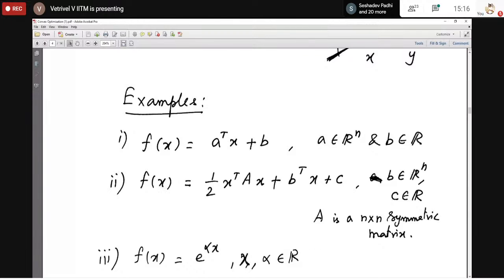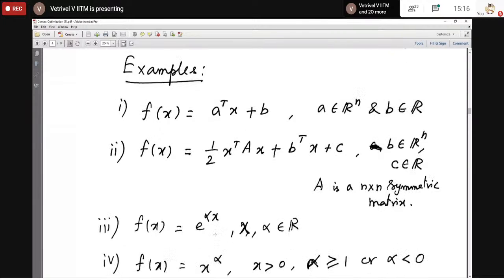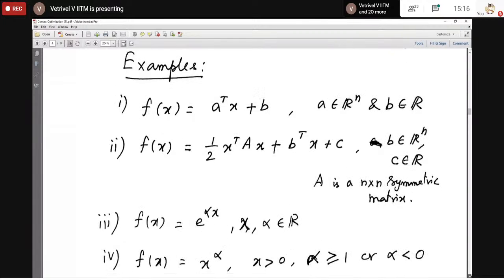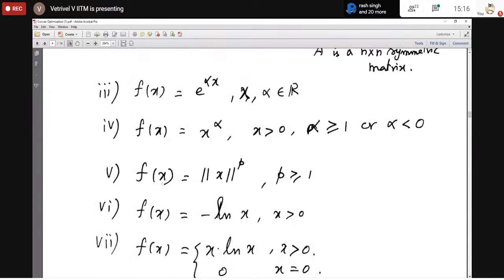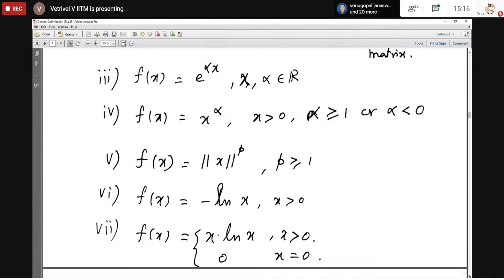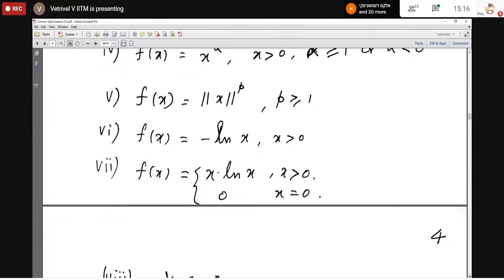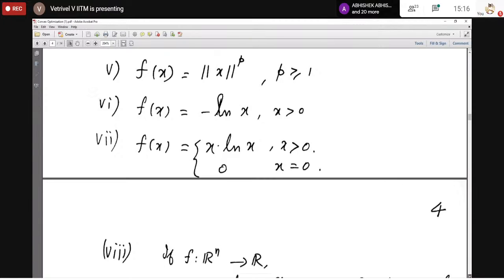And in one dimension, we can always say e to the power alpha x for any alpha is a convex function. And x to the power alpha for alpha greater than or equal to 1 or alpha negative is a convex function. And also mod x to the power p, p greater than or equal to 1, is also a convex function. In the case of n variables, I can replace the mod by norm x. And again in one variable, f of x equal to minus ln x, x positive, is a convex function, and x ln x, x positive and equal to 0 at x equal to 0, that is also a convex function.